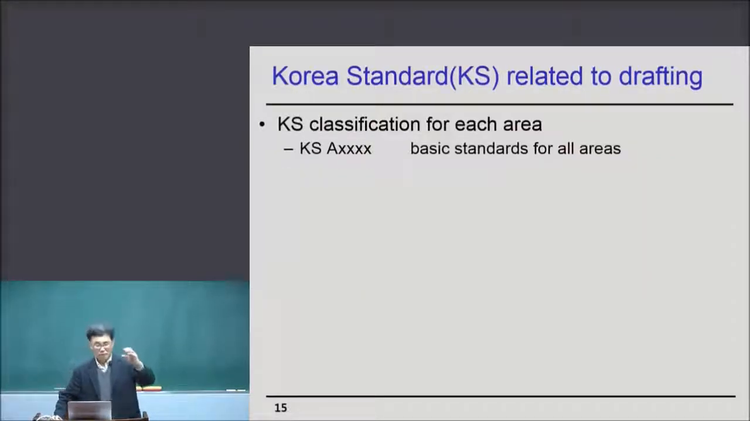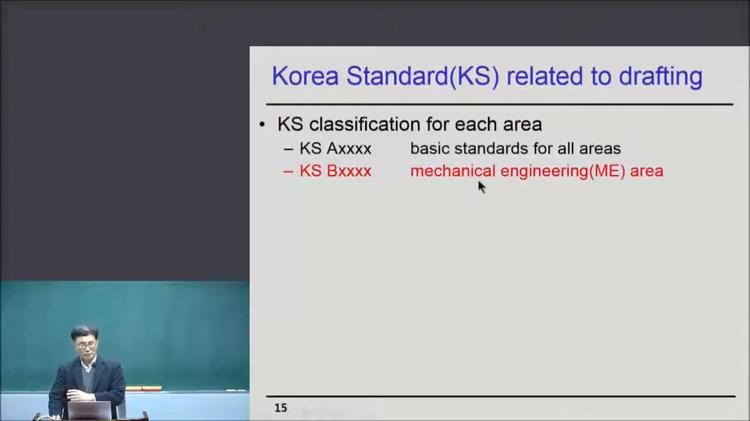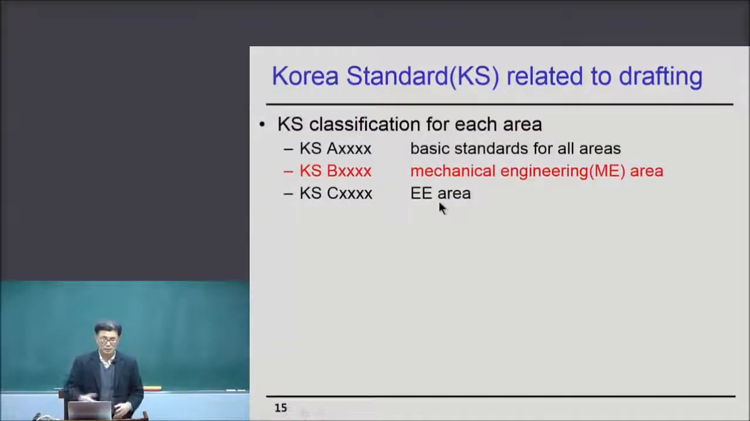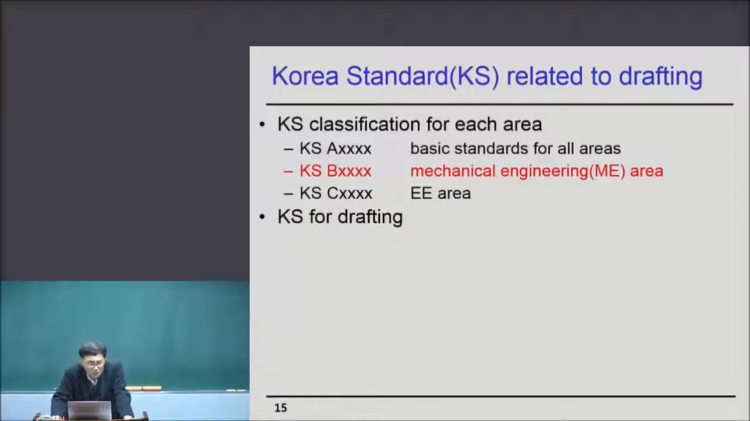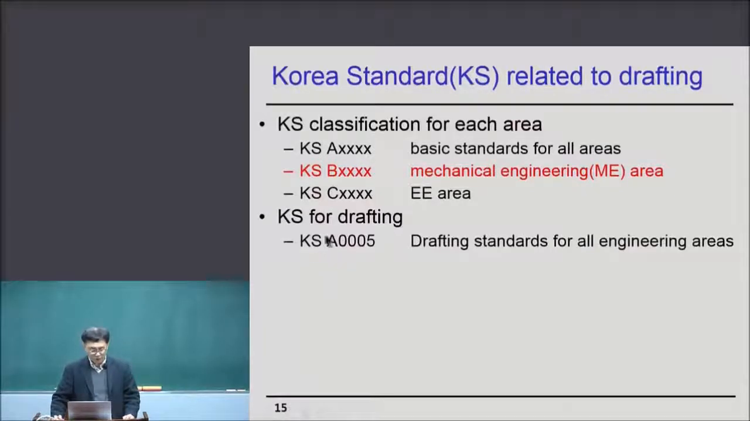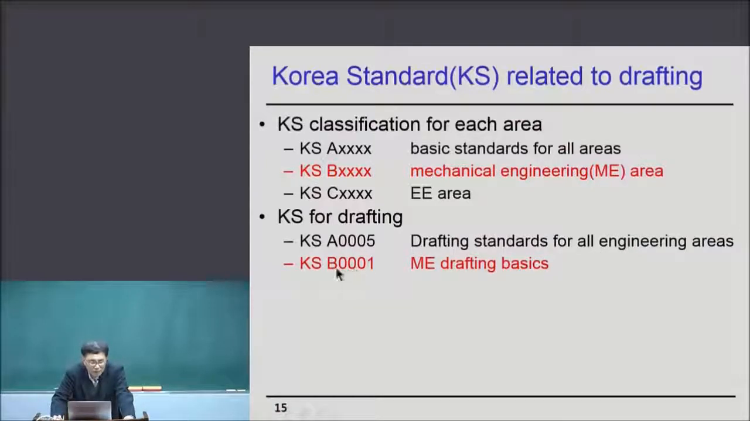Okay, so A is covering all areas. And B, you see, B is mechanical engineering, and then C is electrical engineering. That is one example of the importance of mechanical engineering. And the Korean Standard for drafting is in the A group, all areas. Number five is on drafting, the standards for all engineering areas. In the B group, which is the mechanical engineering area, there are many standards. The number one standard is drafting. The second standard in the ME area is also drafting. So it means that drafting is very important among all standards.